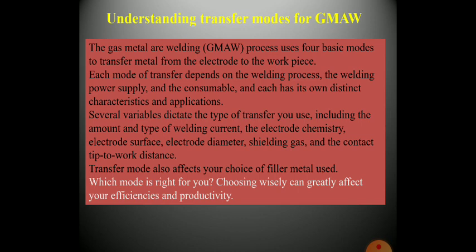So each mode of the transfer depends on the welding process. Whichever welding process it is, it means which kind of supply of the consumable, like a power supply and other welding variables, has to be provided, and each has its own distinct characteristics and applications. And there are several variables that dictate the type of transfer that we see, and that include the amount and types of welding current and the electrode chemistry as well.